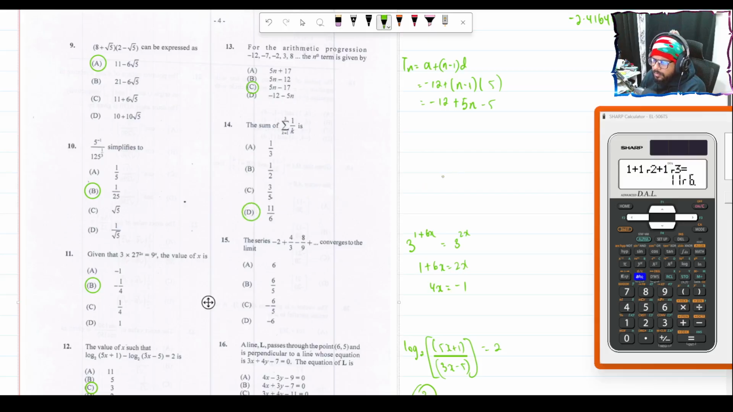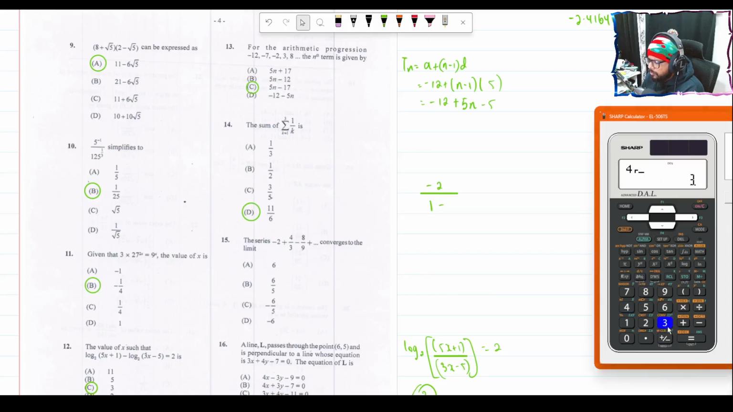This series converges to, I think, negative 6 on 5, if I'm not mistaken. Alright, so we just calculate the sum to infinity, which is a over 1 take away r, and I believe r in this case was 2/3. So let me check and see. r will be 4 over 3 divided by minus 2, negative 2/3. So negative 2/3, 1 plus 2/3, and minus 2 divided by that is negative 6 on 5. So my memory did serve me correct.